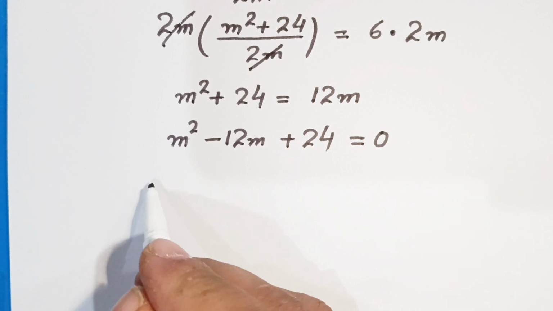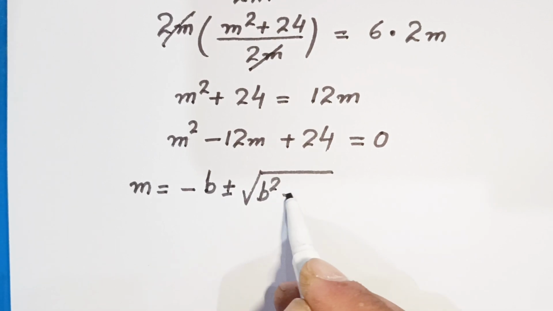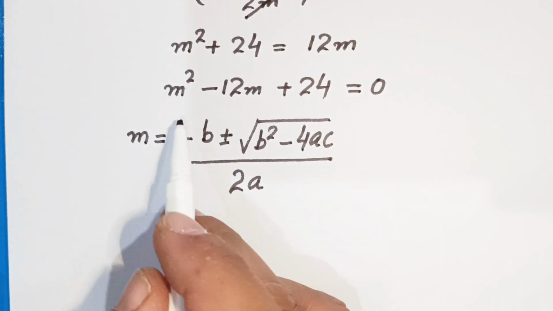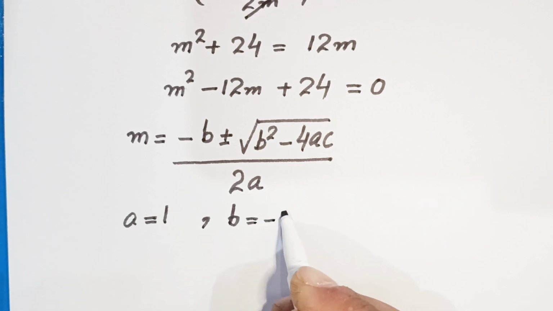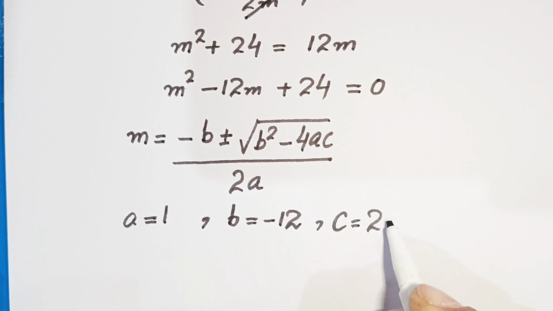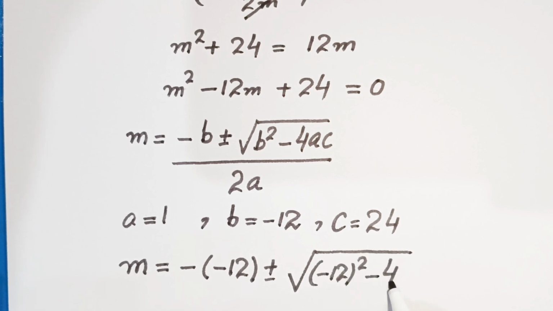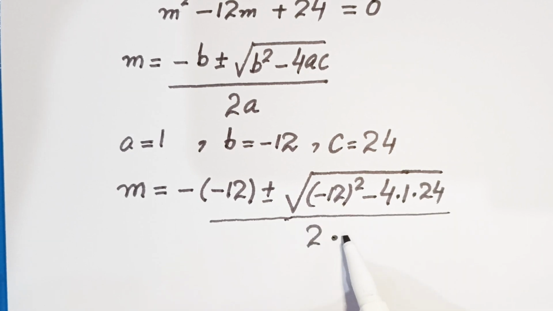So for this purpose we have to write the quadratic formula, that is m is equal to minus b plus minus square root of b squared minus 4 times a times c, all over 2 times a. But here the coefficient of m squared is equal to 1, so a is equal to 1, b is equal to minus 12 and c is equal to 24. Now putting these values in the quadratic formula, we have m is equal to minus b, that is minus minus 12, plus minus square root of b squared, which is minus 12 squared, minus 4 times a, which is 1, times c, which is 24, all over 2 times a, that is 2 times 1.